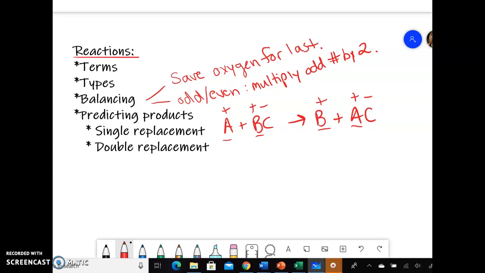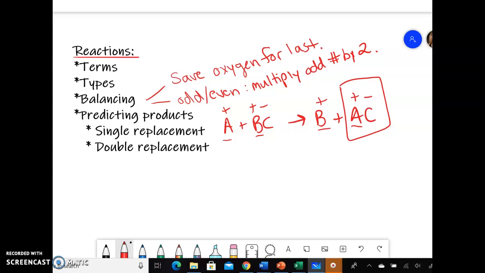So what you would have to do is compare the reactivity of A and B in this case and see which one is more reactive. The thing that's more reactive will be in the compound. So in this case, if A is more reactive, then it needs to be in the compound, so this reaction will occur, because notice that over here, it's now in the compound, because it's more reactive than B.